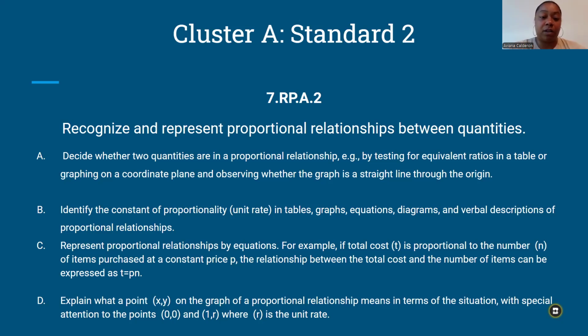C, represent proportional relationships by equations. For example, if the total cost T is proportional to the number N of items purchased at a constant price of P, the relationship between the total cost and the number of items can be written and expressed as T equals PN. And D, explain what a point (x, y) on the graph of a proportional relationship means in terms of the situation, with special attention to the points (0, 0), which is the origin, and (1, r), where r is the unit rate.